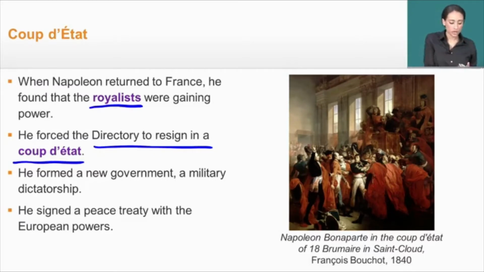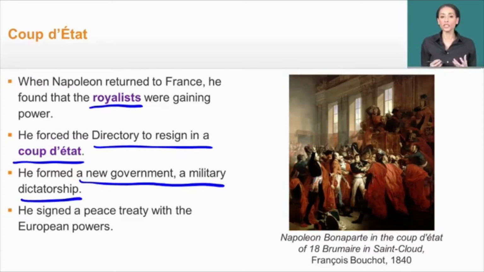Now, he forms a new government, a military dictatorship, in which he uses those Enlightenment ideals of government not protecting the rights of the people as an opportunity to overthrow that government. And in the new military dictatorship that he establishes, he signs peace treaties with those European powers that were looking to reestablish the French monarchy. And so now he's put himself in position to be the most powerful man in France.